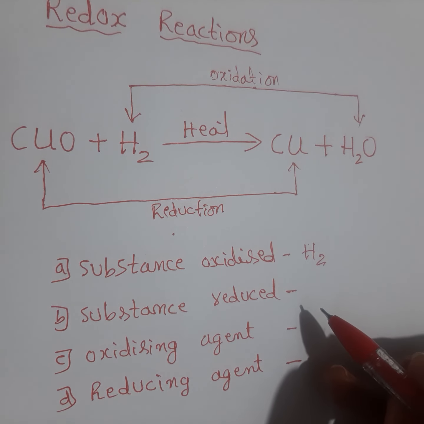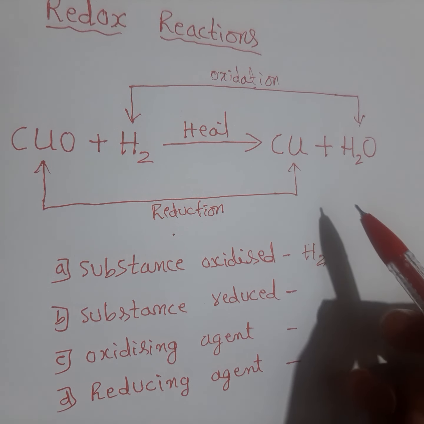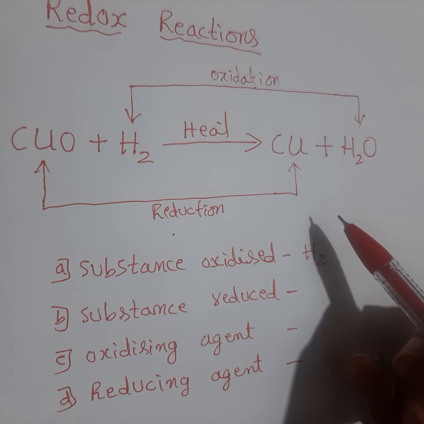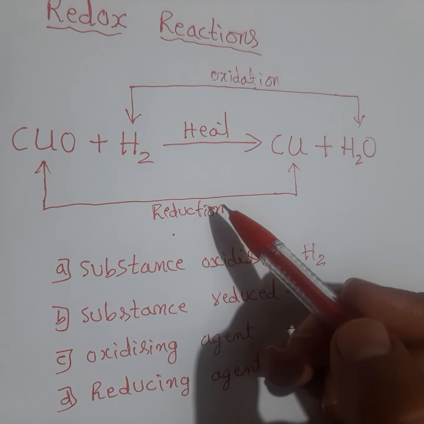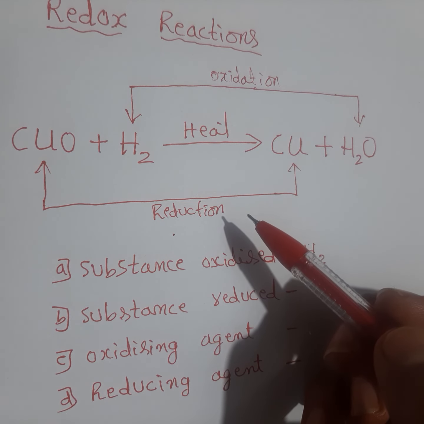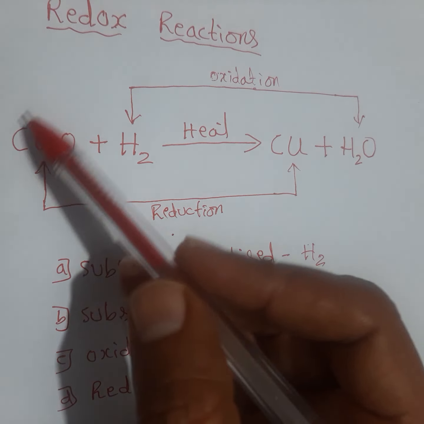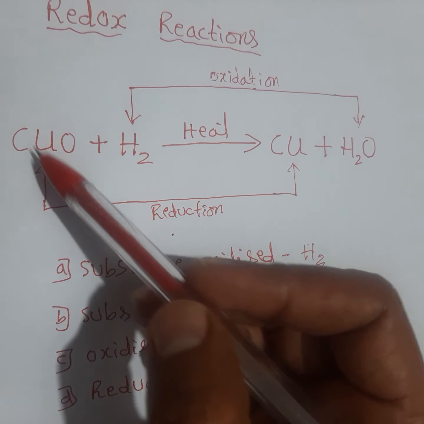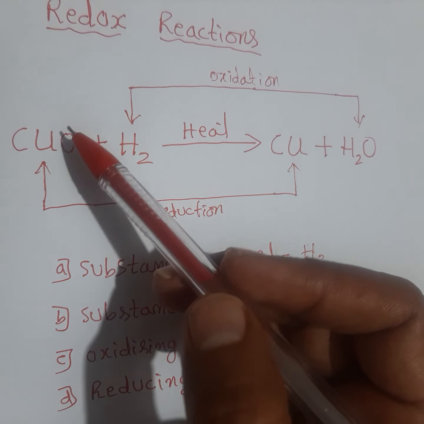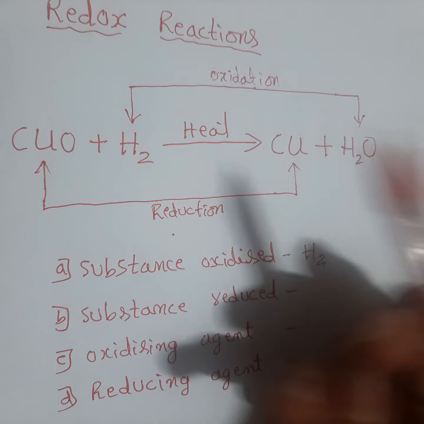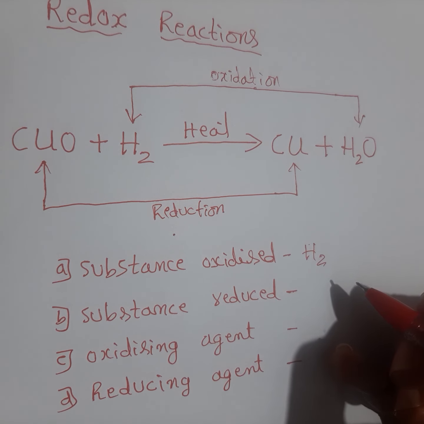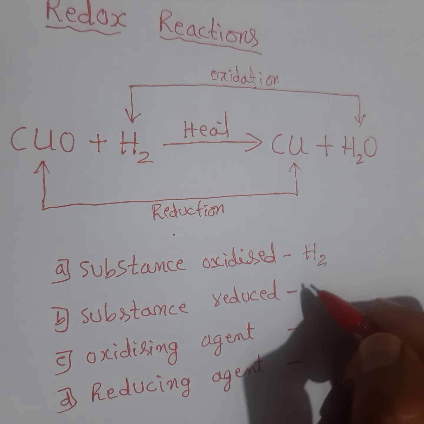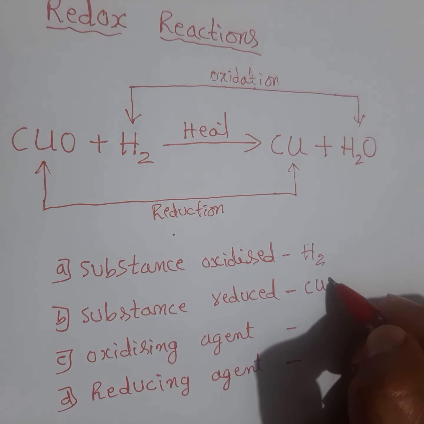Next is the substance reduced. Name the substance reduced in the above equation. We know that reduction is removal of oxygen. See here, copper oxide loses oxygen. Therefore, copper oxide is the substance that is reduced. That means the substance reduced is copper oxide.